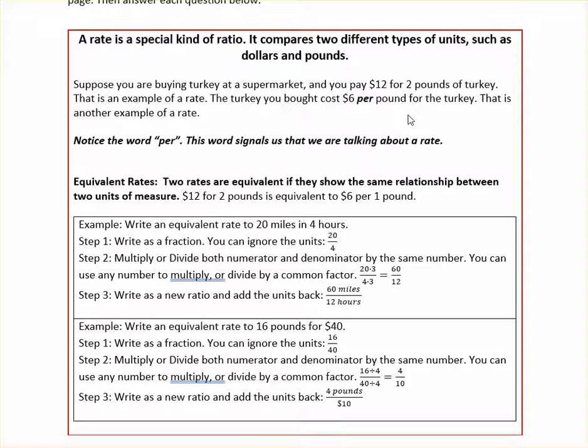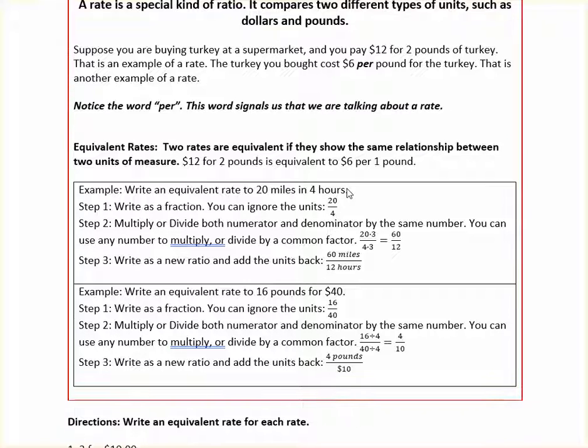So suppose you are buying turkey at a supermarket and you pay $12 for 2 pounds of turkey. That's a rate. The turkey you bought cost $6 per pound of turkey. That's another example of rate. That's actually a unit rate, and we'll talk more about that in a minute. So the word per is a good clue that we're talking about a rate. But also our first one was $12 for 2 pounds, so that can be used to explain rate as well.